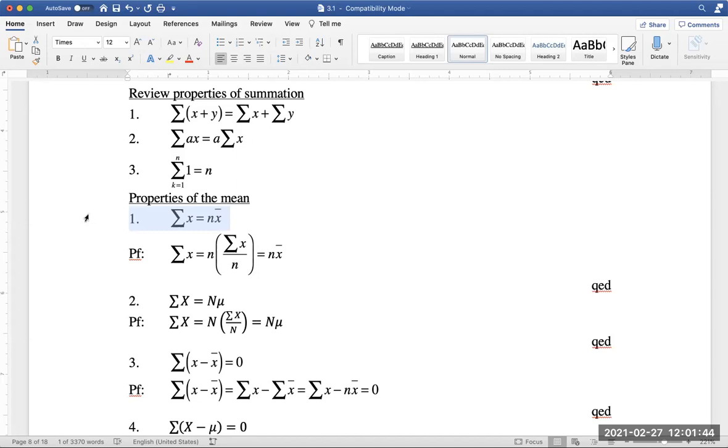And so first off, I have that the sum of x is equal to n times the mean of x. And so let's try to show this. When I start a proof, I usually start with the letters PF to mean that I'm starting the proof. And then to denote the fact that I've ended the proof, I'll type in the letters QED to denote the fact that I'm done. Quod erat demonstratum, which means thus it's been shown.